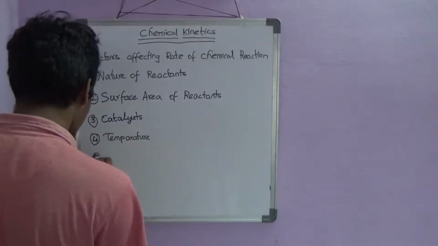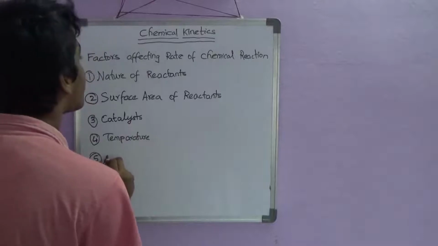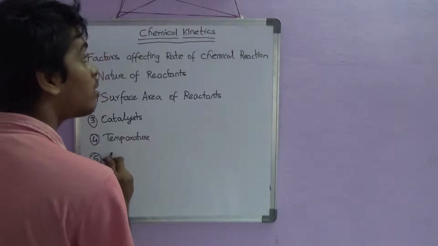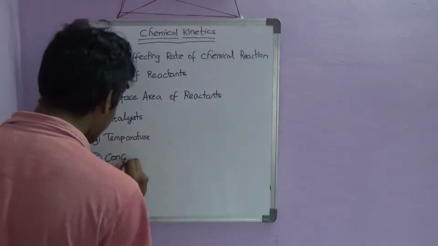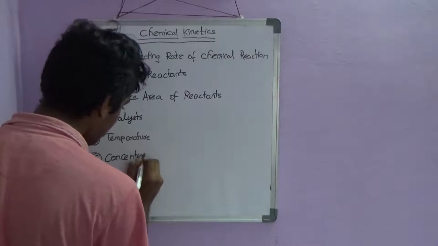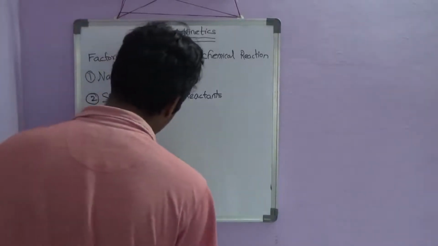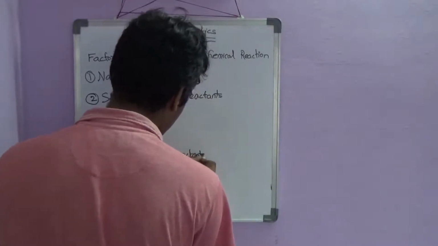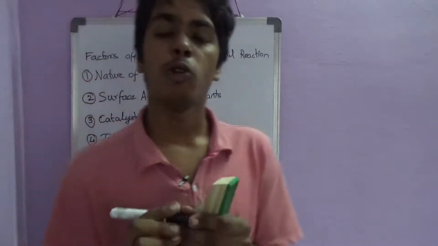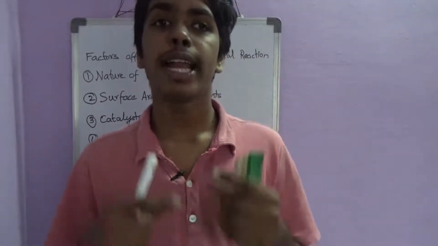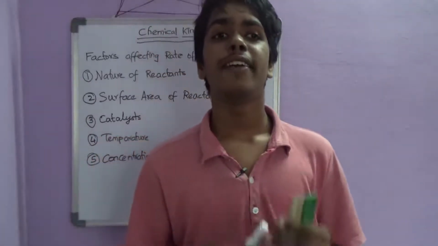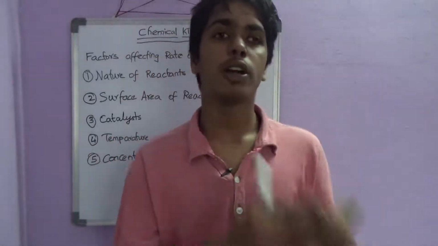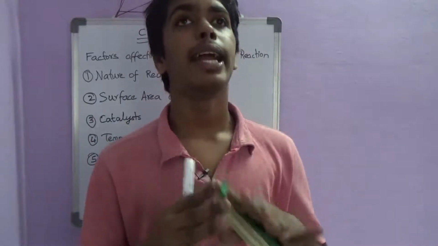Fifth, what is the fifth one? Concentration of reactants. Now, if we take a smaller quantity of the reactant, for suppose 5 grams of water mixed with 5 grams of sugar, it will dissolve easily.